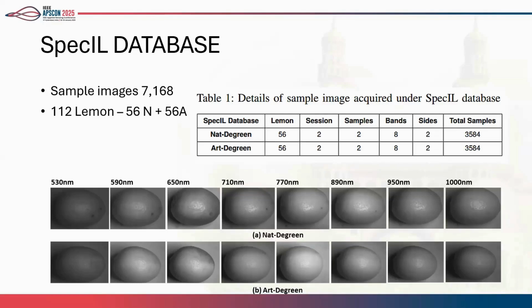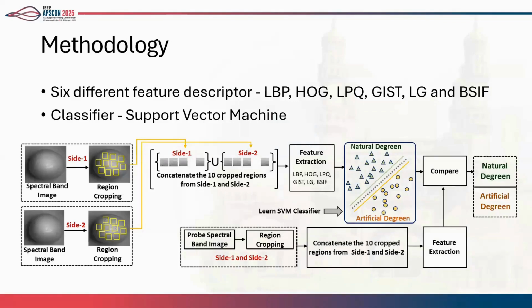So based on this sensor, we have collected the data set for 2 different categories, and around 7,168 sample images were collected, of which we have used 112 lemon fruits, in which 56 are normally green and 56 are artificially degreened lemon fruits. This entire data set was collected in 2 sessions with 2 samples per session and 8 bands, for 2 different sites, and for each category around 3,584 sample images have been collected.